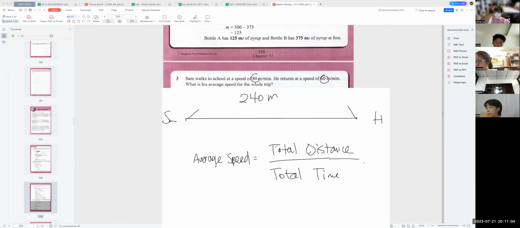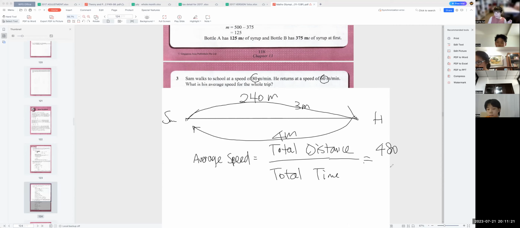240 meters. Why? Because 240 can divide by 80 and 60 at the same time. So that means Sam walked to school using 3 minutes and back to home 4 minutes. Correct, everybody? So the total distance is 480 divided by 3 plus 4 equals 480 divided by 7. Yes, so it's not a whole number.